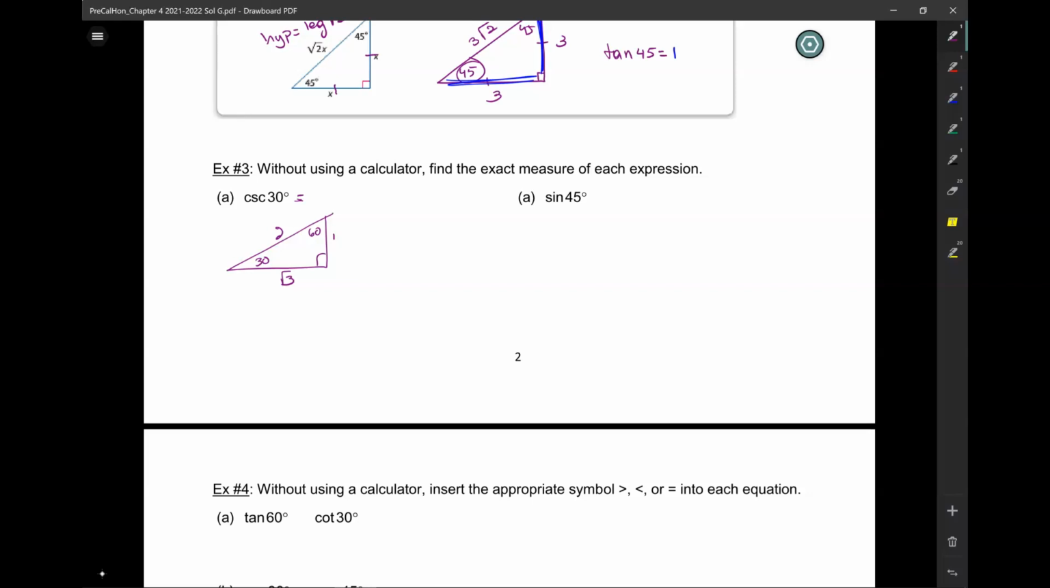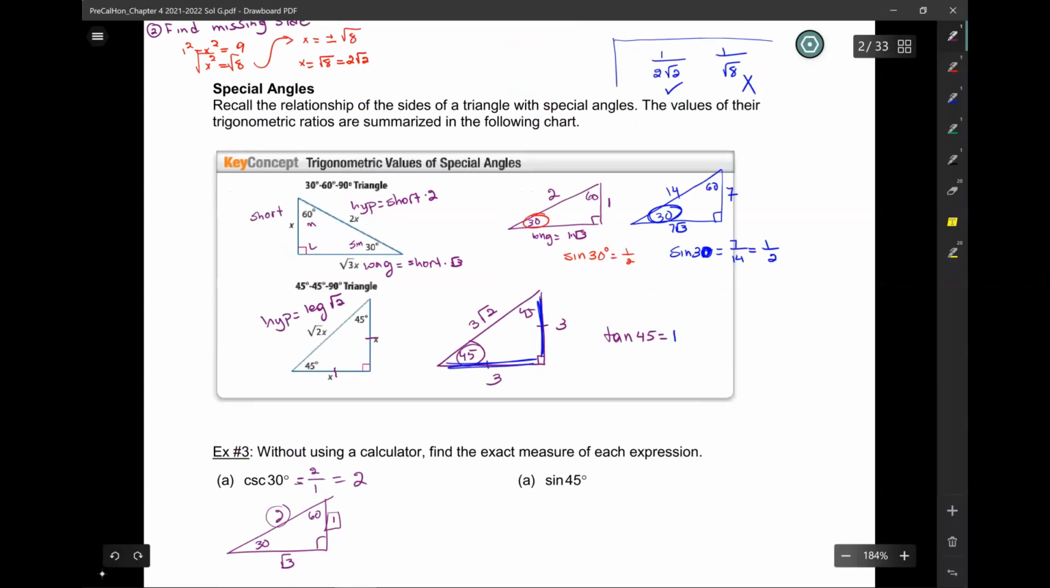I'll take a question in just a sec. So hypotenuse 2 over opposite 1. So that's 2. Okay, Ryan, question. Is it always just a 1, 2, and root 3? Yeah. It's 1, root 3, and 2, right? Because that's where that comes from. Okay, the ratio of the sides in a 30, 60, 90 right triangle is short leg, long leg, hypotenuse: 1, root 3, and 2.